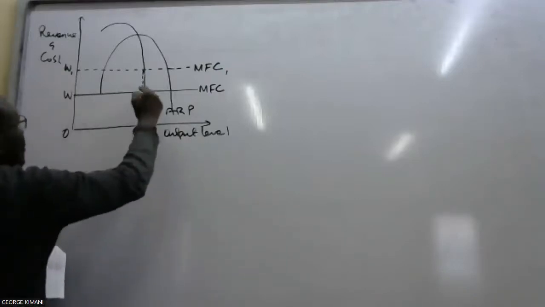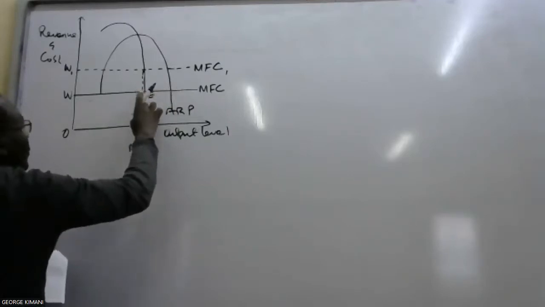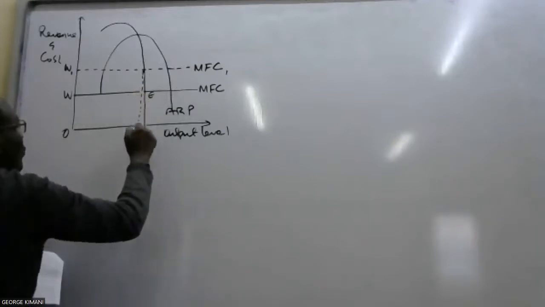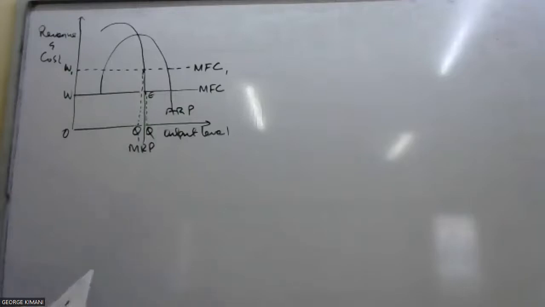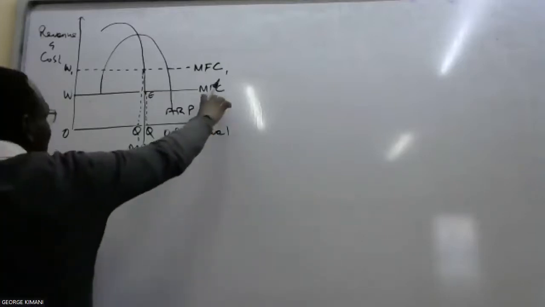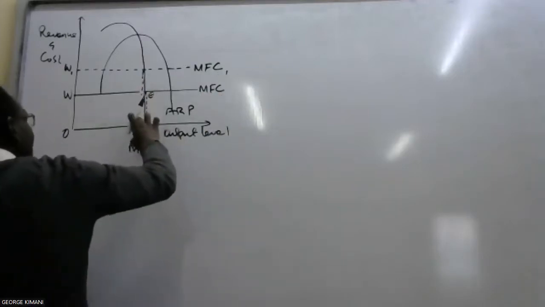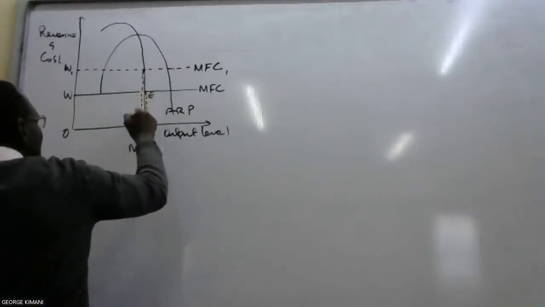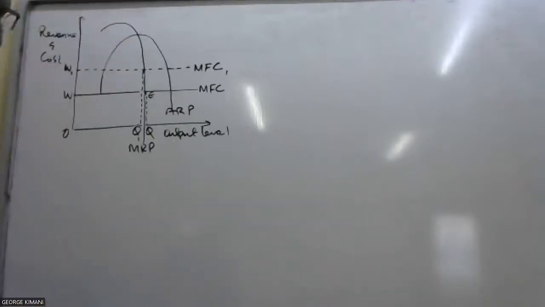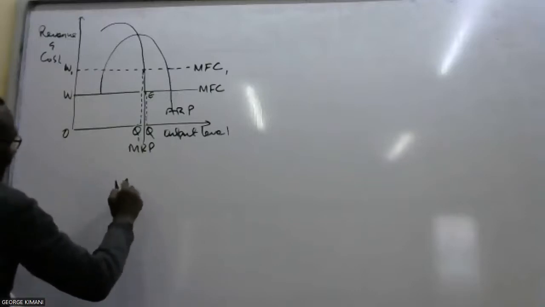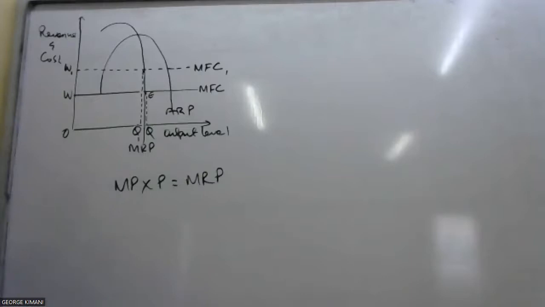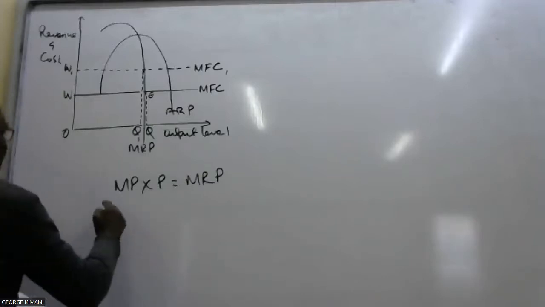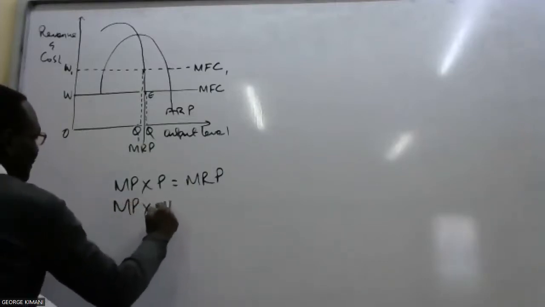Earlier on, at this point, they would have employed Q units of labor like that. So the firm will continue employing labor as long as, at the point where marginal factor cost, which is the wage rate, is equal to marginal revenue product. And we say marginal revenue product is the amount added to total revenue as a result of employing one more unit of the variable factor, which is labor. And we said marginal product times price is what will give you marginal revenue product, which is still the same as marginal product times marginal revenue.